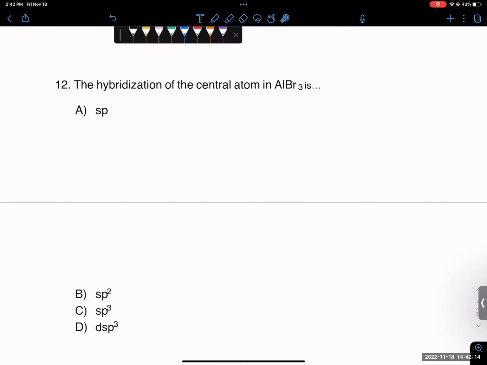Sorry. All right. So the hybridization of the central atom in aluminum bromide is what? I'll give you all a second to think about this. And then we'll go on with our lives.